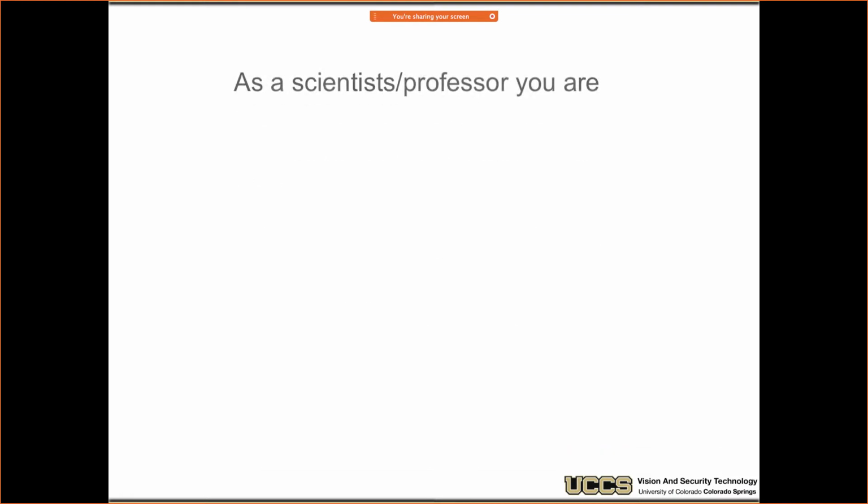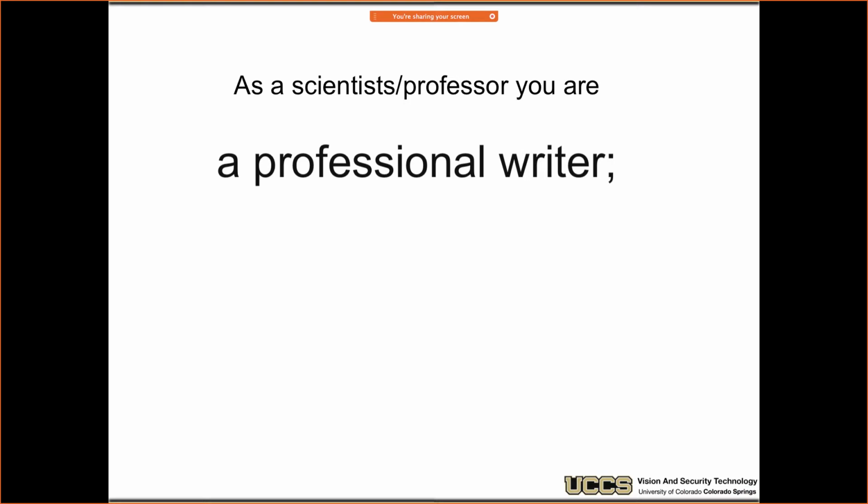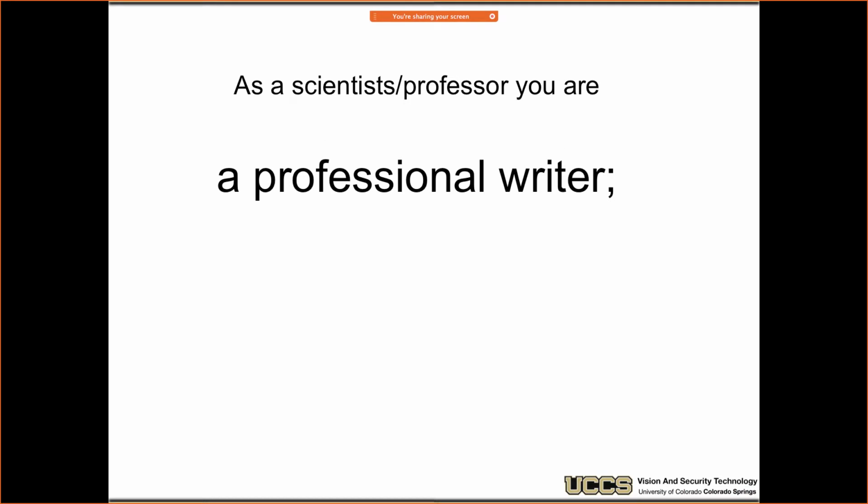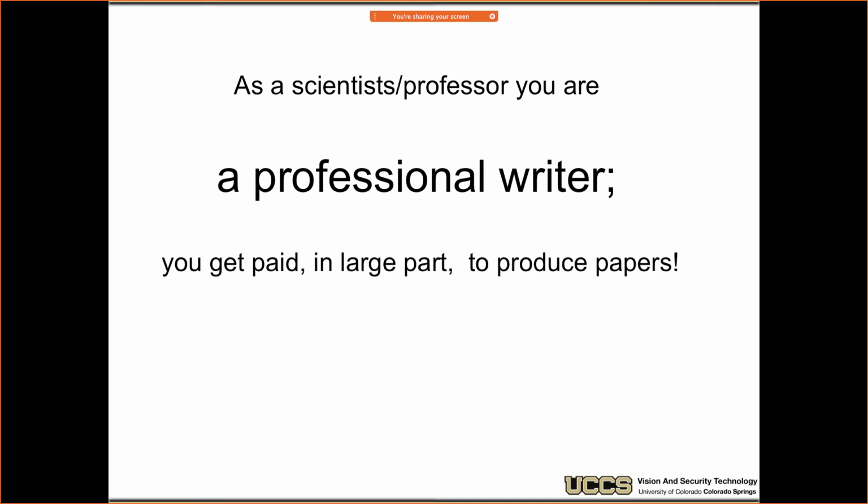So first, and I think I hit some of this, as a professional scientist, you are a professional writer. Your primary job, or a large part of it at least, is to produce papers, to produce research and publish it. So you want to look at your profession as a professional writer and think about how you're managing your time from that point of view.